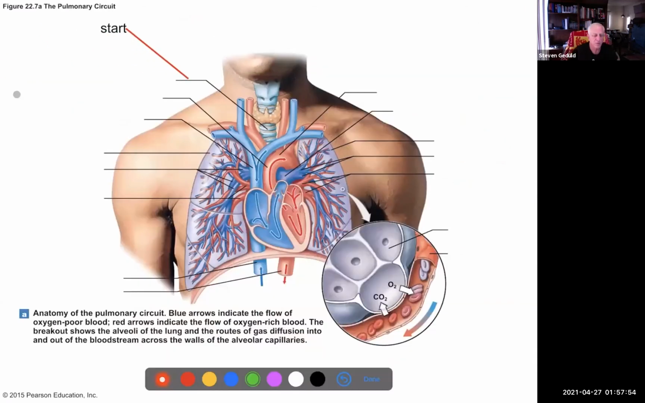All right, so who's paying attention? What's that pointing to?